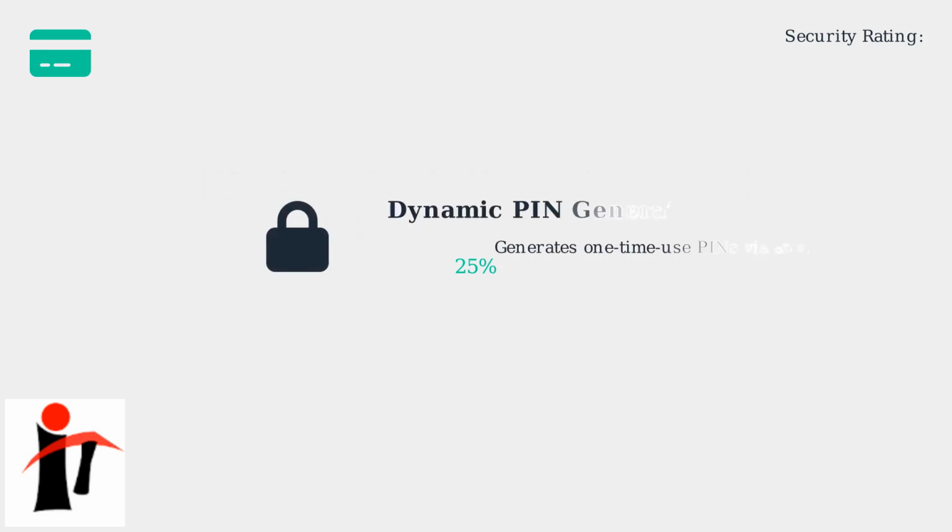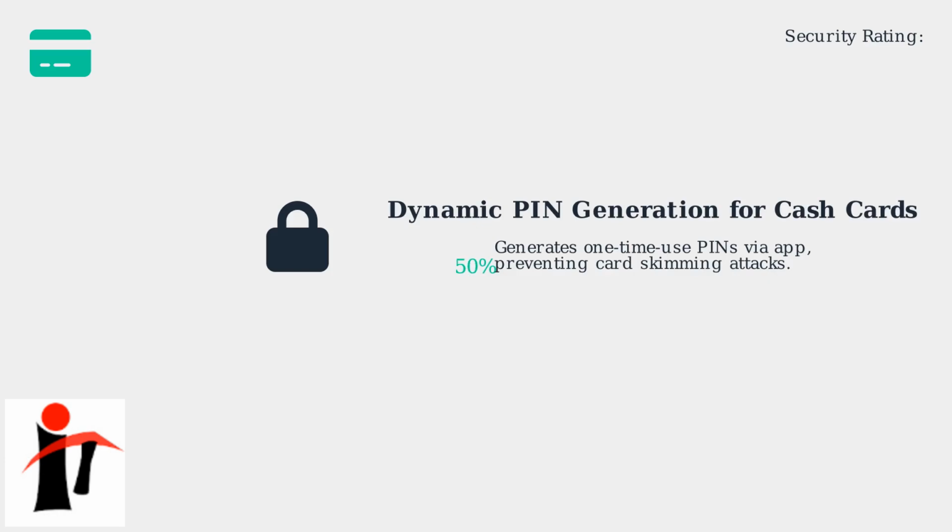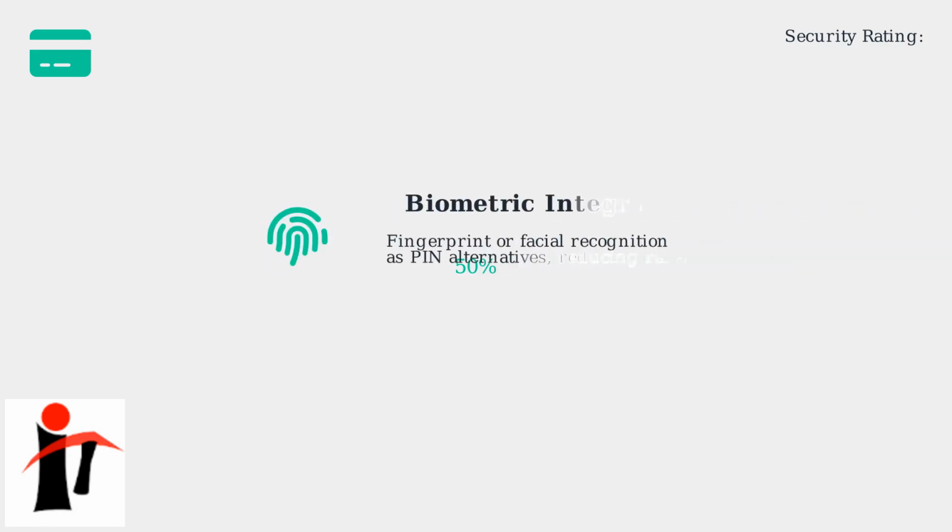Cash Cards now support dynamic PIN generation, where the app creates one-time use PINs for each transaction. This protects against card skimming, unlike traditional fixed PINs that can be stolen. Users can now opt for biometrics like fingerprint or facial recognition instead of traditional PINs. This convenient alternative was rolled out in 2025 for both iOS and Android devices.